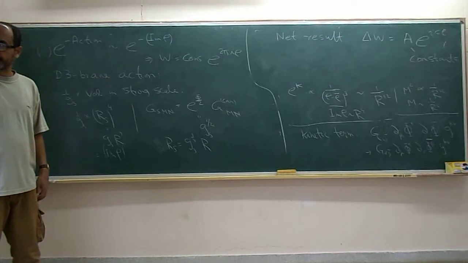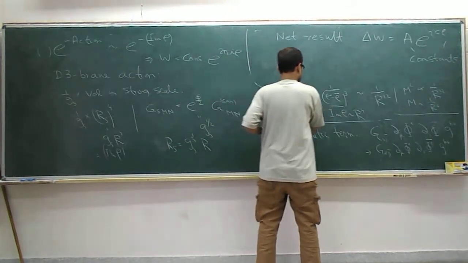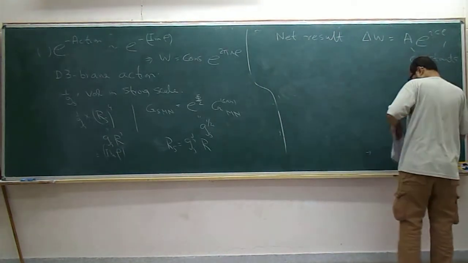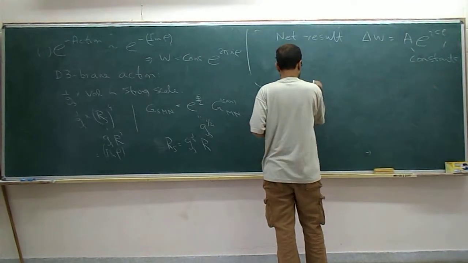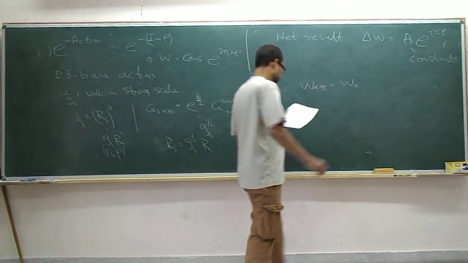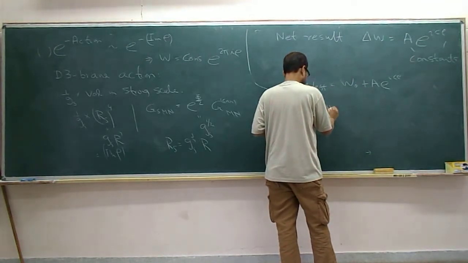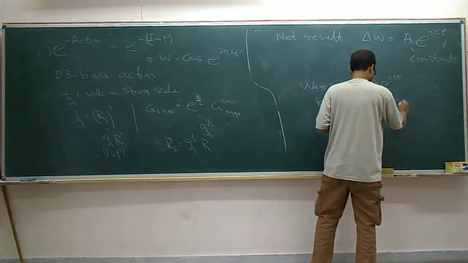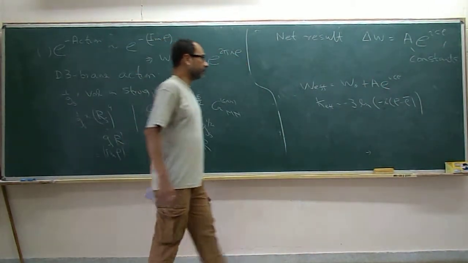Okay, is this okay? So now the idea is that we take W effective as W naught, which was the minimum value that we had gotten, plus A e to the i c rho, and K effective is minus 3 log of minus i times rho minus rho bar. Every other field has been integrated out anyway, so these are good enough.